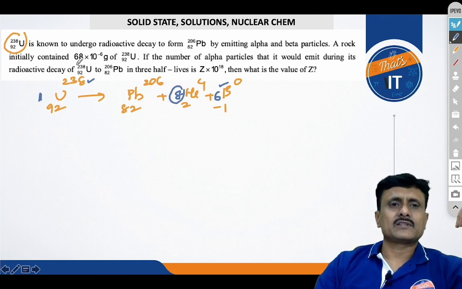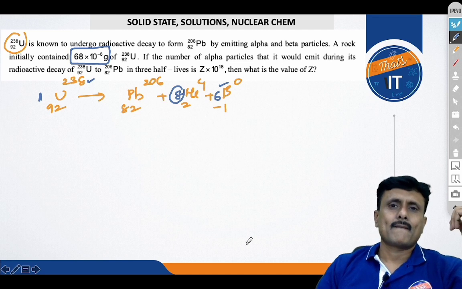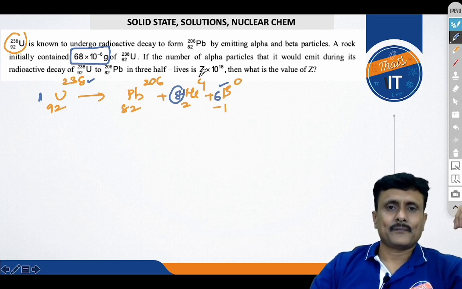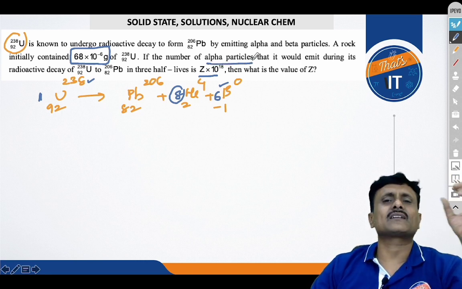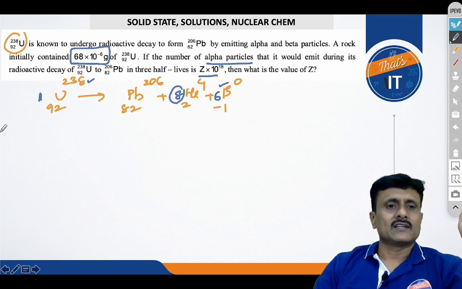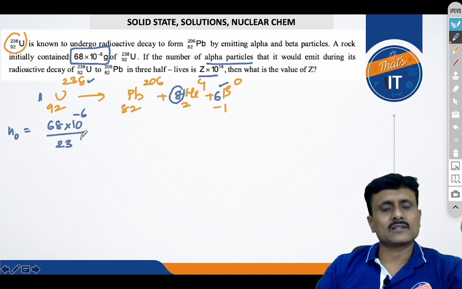You can see what information you are given. You are given that the initial mass of the uranium 238 is given, and the number of alpha particles is given, right? So you had better convert this into moles, right? Initial moles of uranium is equal to what? Weight upon atomic weight, which is equal to 238.